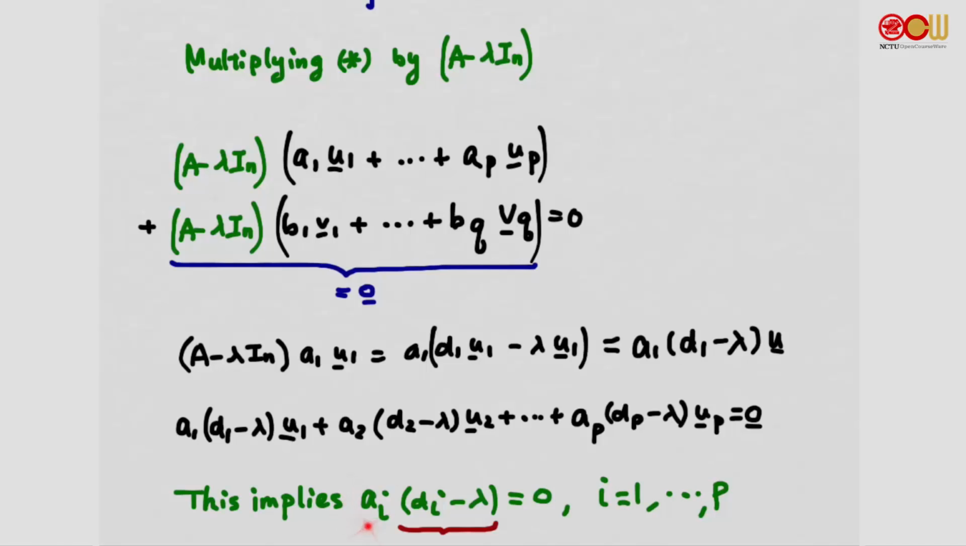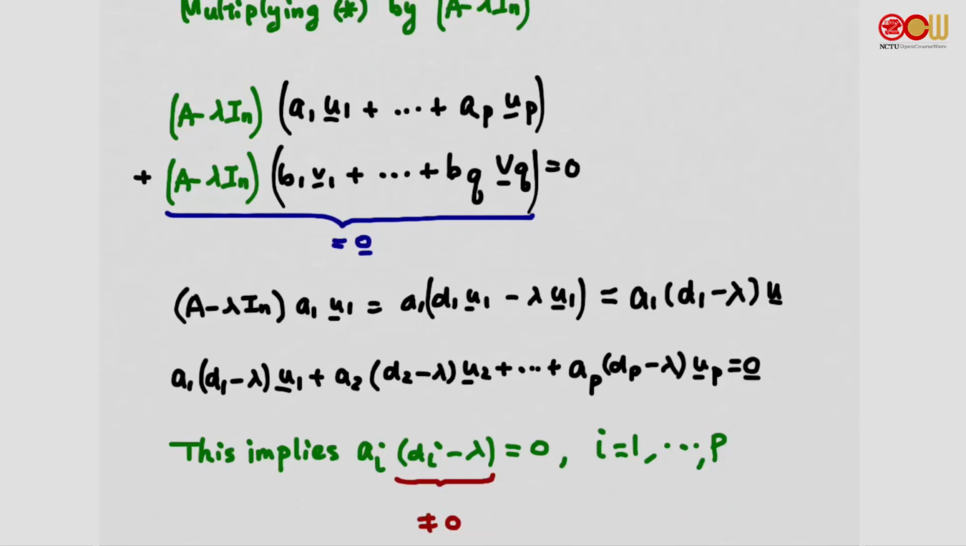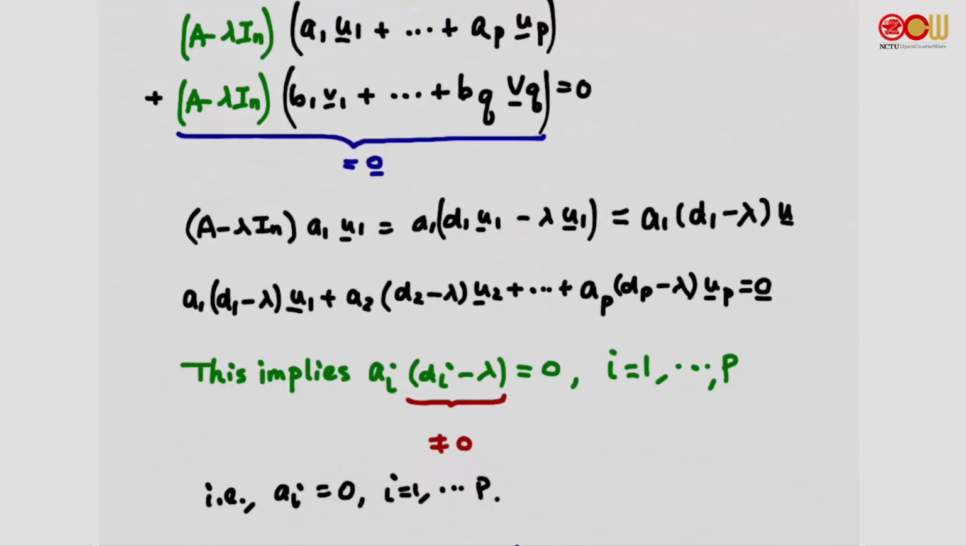We have one scalar and another scalar, and the product is equal to 0. So one of them must be equal to 0. Can this di minus lambda equal 0? Can it? No, this is not possible. Why? Because di is an eigenvalue and lambda is an eigenvalue of another eigenspace. So di and lambda are different, so this cannot be equal to 0. If this is not equal to 0, then that means only one thing: ai is equal to 0. So the ai's are equal to 0, i goes from 1 to p.